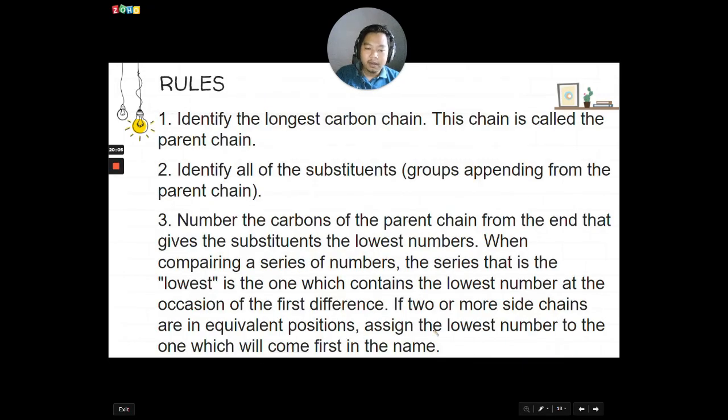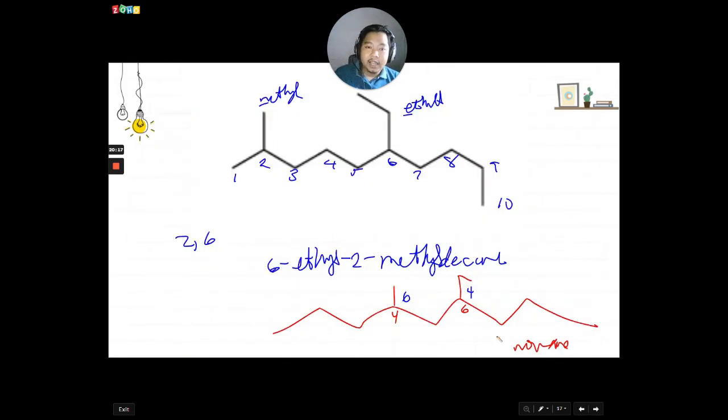According to the third rule, we assign the lowest number to the one which will come first in the name. In short, alphabetize. Arrange them in alphabetical order. So, since equidistant sila from the end, I'll start from right to left. So, let me use the blue for consistency. 1, 2, 3, 4, 5, 6, 7, 8. So, when I write it, it will become 4-ethyl, 6-methyl nonane.